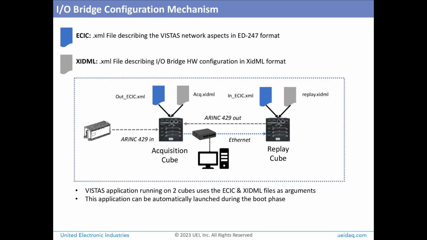The UEI I/O bridge configuration mechanism is very simple and based on two XML files. The first one is based on the ECIC format specified in that Vistas standard. It contains all the information relative to the network aspects, for instance, the IP address, port number, and the structure of the data packets. The second one is based on the pre-existing format XIDML describing the hardware configuration of that I/O bridge. These include input or output wiring, gain, filter characteristics, and stuff like that.